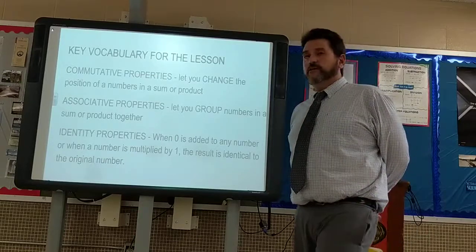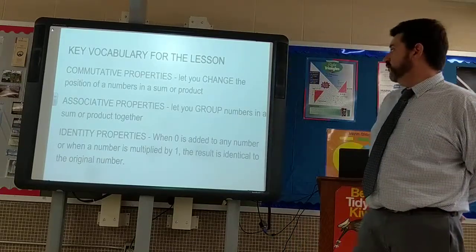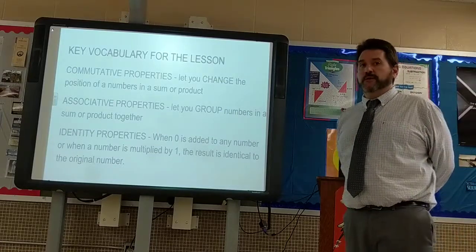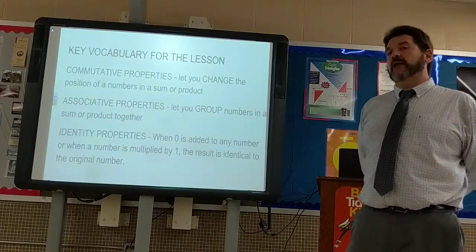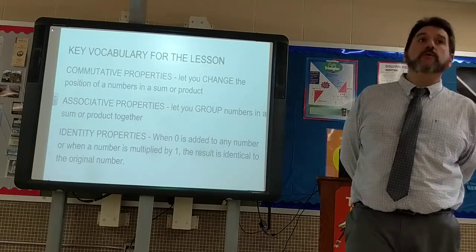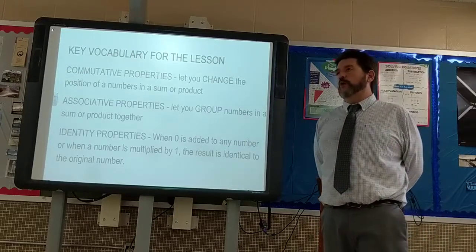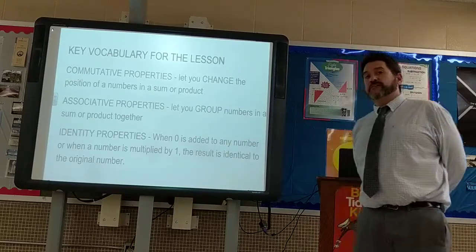All right, we'll also be talking about identity properties. Identity properties are properties that when you add 0 to them, they remain the same, or when you multiply them by 1, they remain the same. Once again, when you add 0 to any number, that number will always be the same number. When we times a number by 1, it will always end up with the same number.